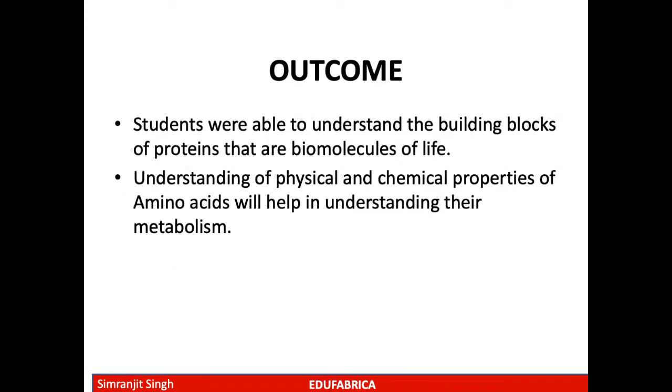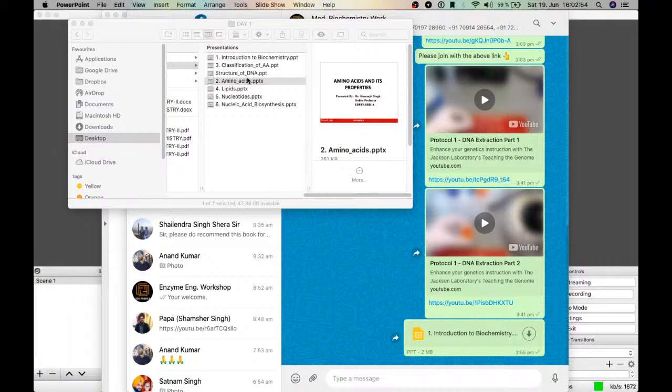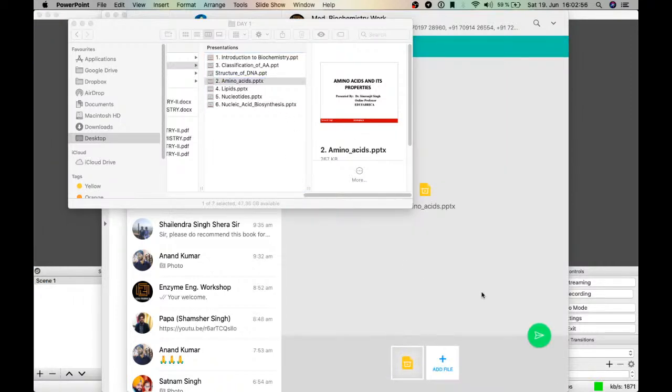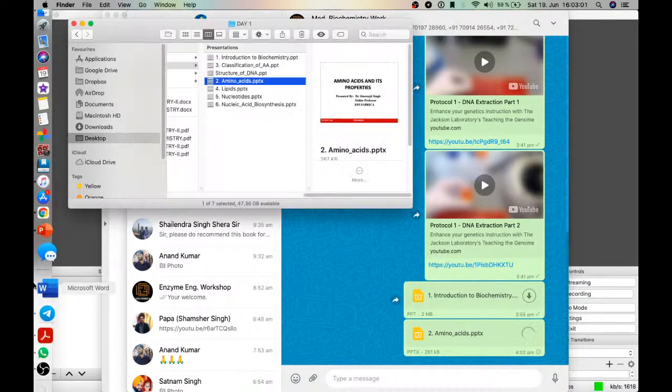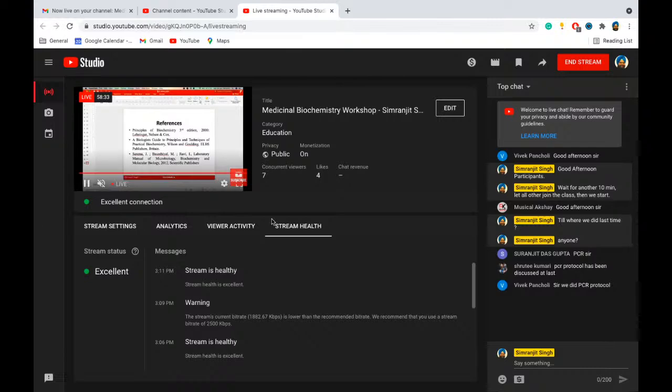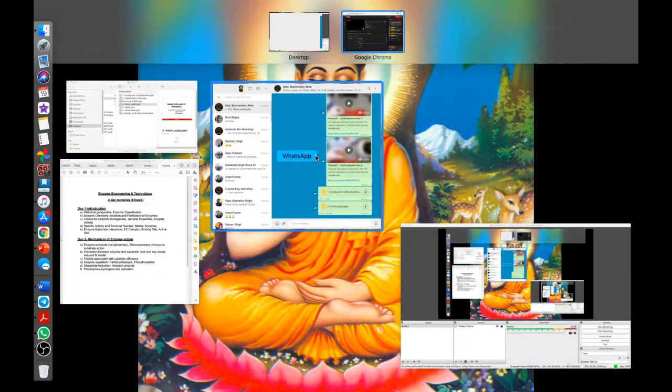So we have understood the building blocks of the proteins of our body, that is amino acids, and we have discussed various physical and chemical properties of amino acids along with their metabolism. So that's a short lecture about amino acids, what they are and how they are made. Now we move to the next step.